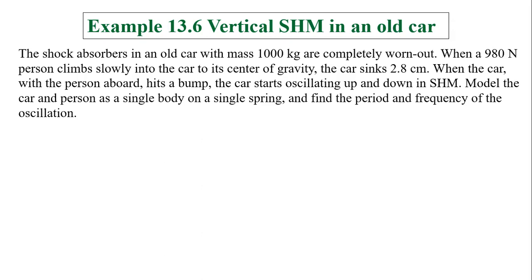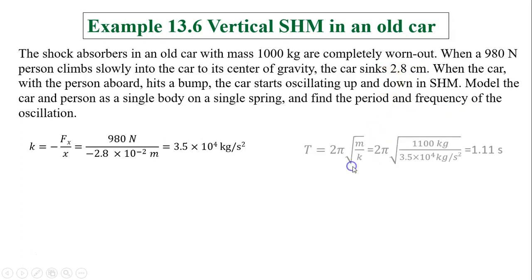In order to do that, first we have to find the spring constant. Spring constant equals spring force divided by the elongation. Spring force is the person's weight. Elongation is 2.8 centimeters. So we have 3.5 times 10 to the 4 kilograms per second squared. As you may notice, the displacement is negative because it's going downward.